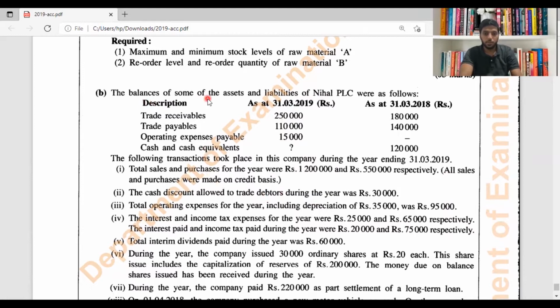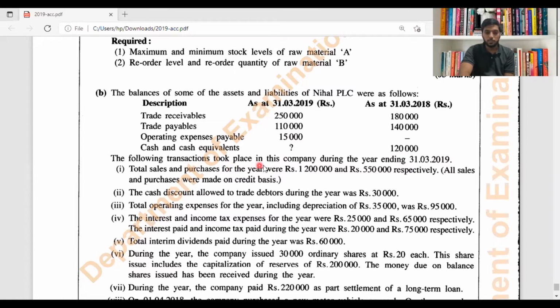The balances of some of the assets and liabilities of Nihal PLC were as follows: trade receivables 250,000 and 180,000, trade payables 110,000 and 140,000. Here your opening balance is 2018, your closing balance is 2019. And they have not given the opening balance of other operating expense payable. Cash and cash equivalent, they have given the opening balance of 120,000, but they have not given the final values.